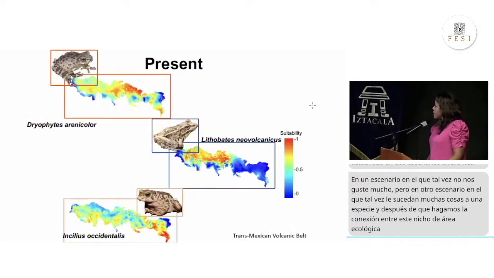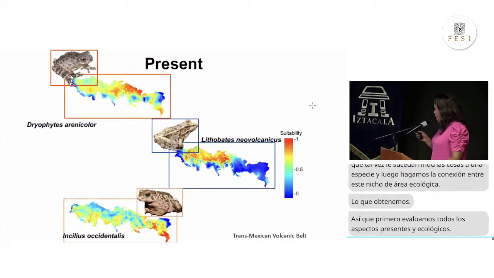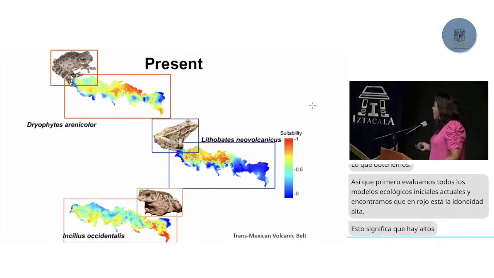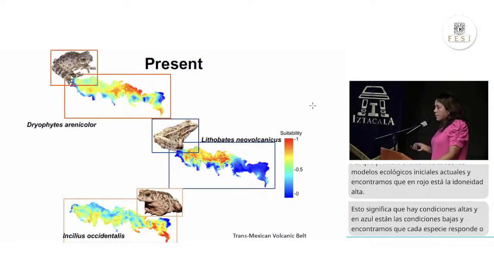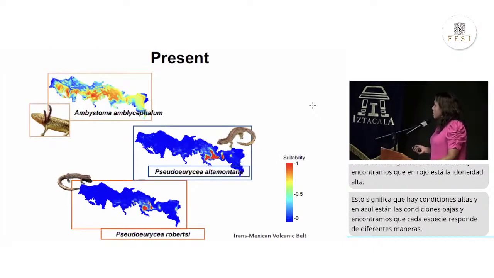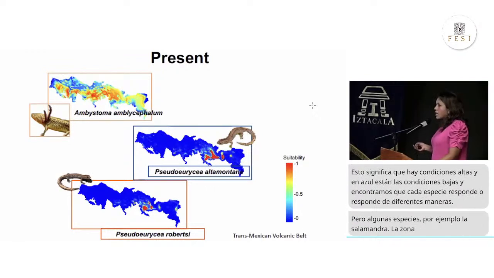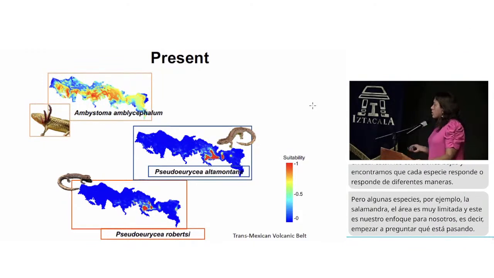What did we obtain? First, we evaluated all the present ecological niche models, and we found that red is high suitability. This means that there are good conditions. And blue is low suitability. And we found that every species responds in different ways. But for some species, for example the salamander, the area is very limited, and this is our focus: to start asking what is happening and to pay attention to this kind of species.